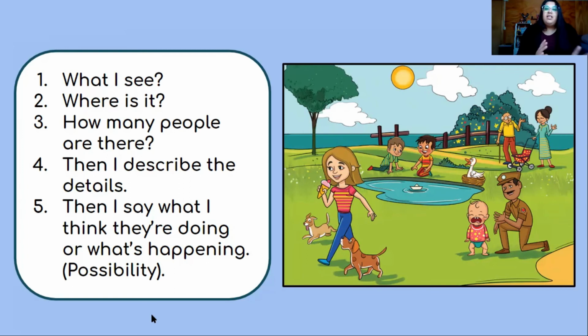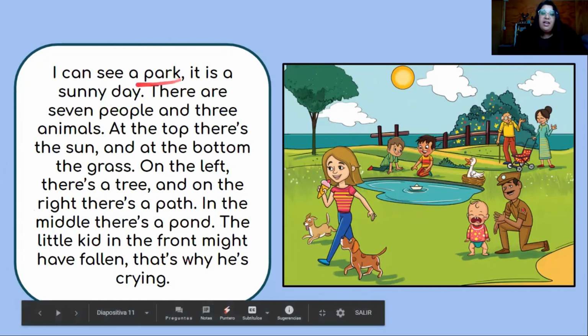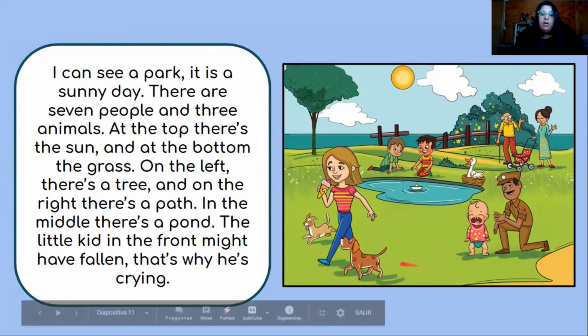So, how can we say it? ¿Cómo podemos decirlo? Then here we have an example. So, I can see a park. It is a sunny day, un día soleado. There are 7 people and 3 animals. 1, 2, 3, 4, 5, 6, 7 people. 1, 2, 3 animals. Okay?